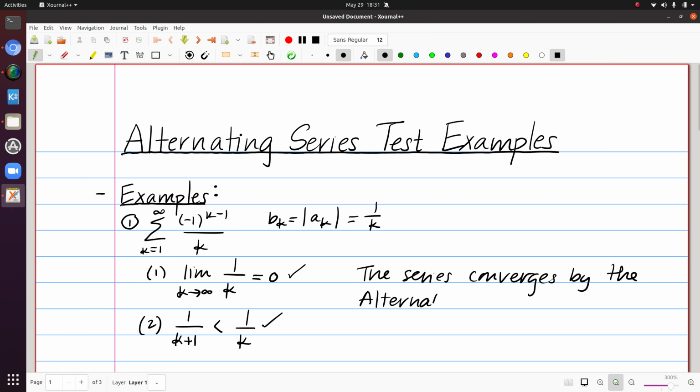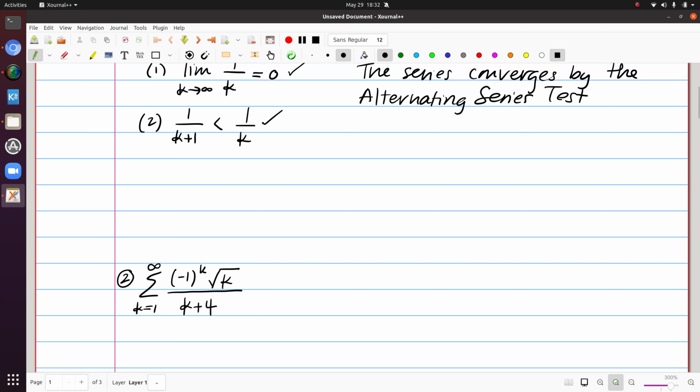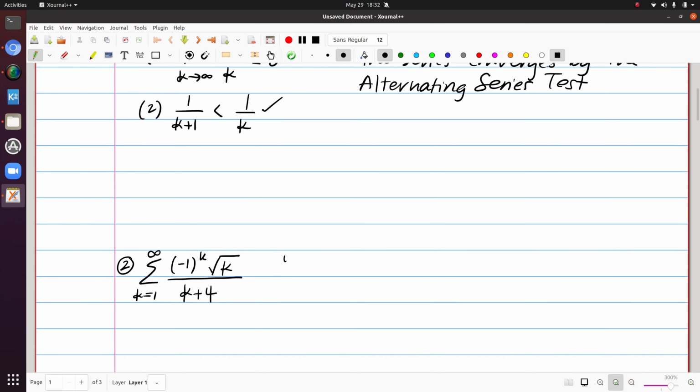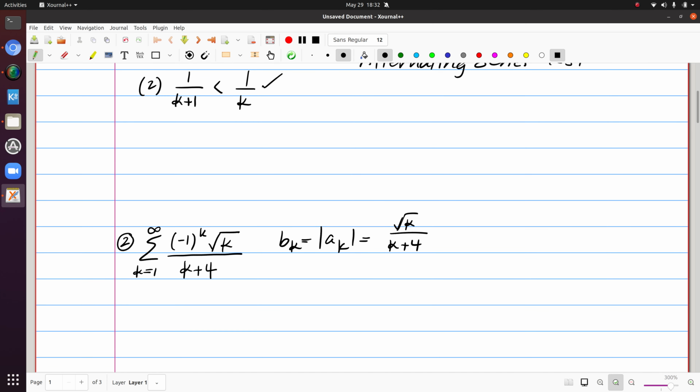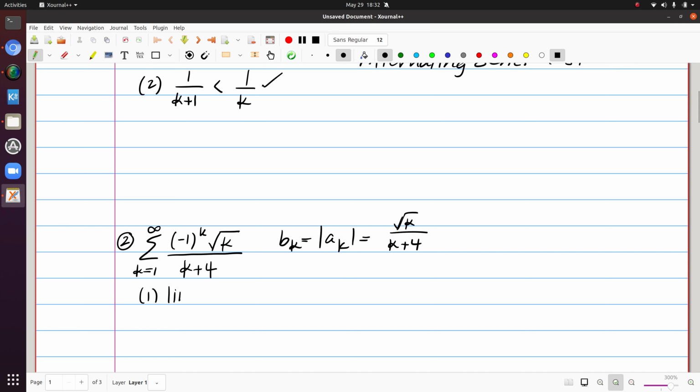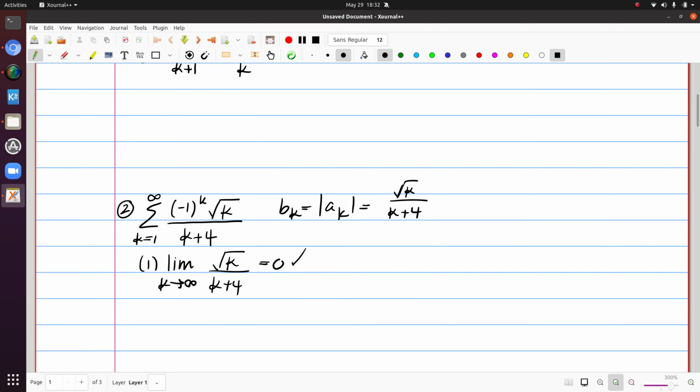So this is one classic example of how we could show that an alternating series converges using the test. This next one is a more complicated series. Again, I want to point out it is alternating, and b sub k, which is the absolute value of my terms, is the square root of k over k plus 4. So I first want to check if the limit as k approaches infinity of root k over k plus 4 is in fact 0. And you can see here I have k to the 1/2 in the numerator, k to the first power in the denominator. This is going to be true.